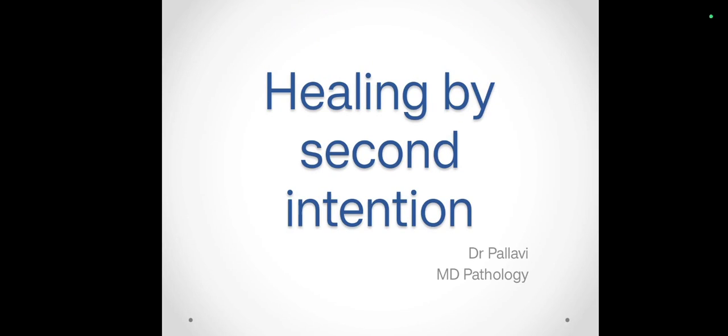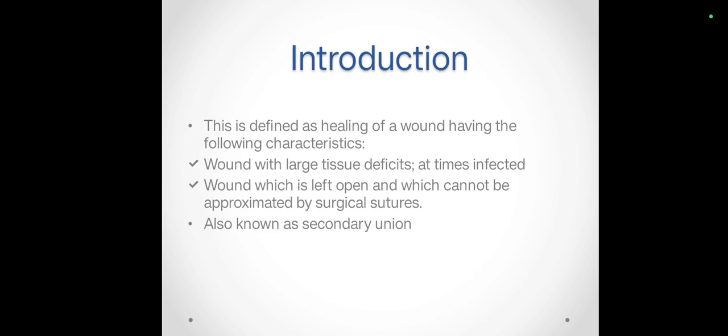Today I am going to deal with the topic healing by second union. The wounds which heal by secondary union should have the following characteristics: the wound with large tissue deficits, the wound which is left open, and the edges of the wound which cannot be approximated by surgical sutures. At times, these wounds are also infected. Now, healing by secondary union is also known as healing by second union.